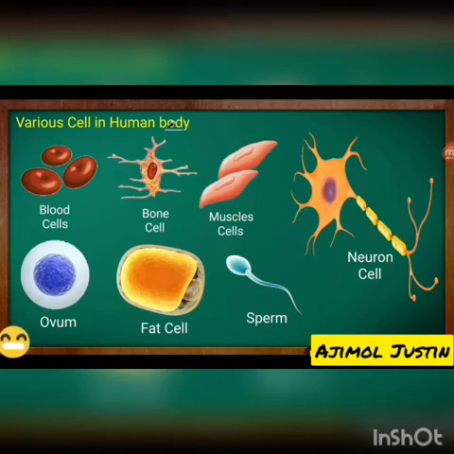Muscle cells. Every muscle is made up of muscle cells. Neuron. Neurons are found in your nervous system. The nervous system or the brain is made up of neuron cells. Ovum or the egg. It is also a single cell found in the female reproductive system. Fat cell. They are also a type of cell found in the human body. And last is a sperm, which is also a single cell found in the male reproductive system.